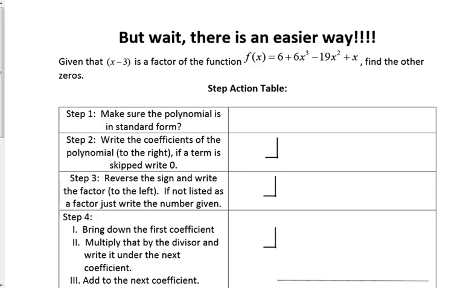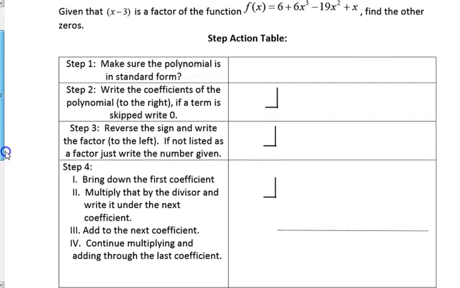If you like that method, you are welcome to continue to use that method. All right, so this is called synthetic division. I've given you a step action table. On the left-hand side are the steps to take written out. On the right-hand side are the actions. You have got to follow the steps step by step, or this is not going to make sense and it's not going to be right.